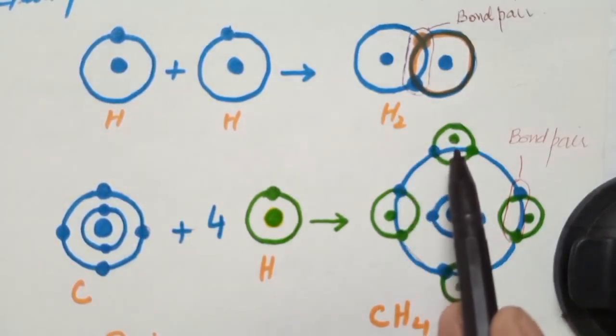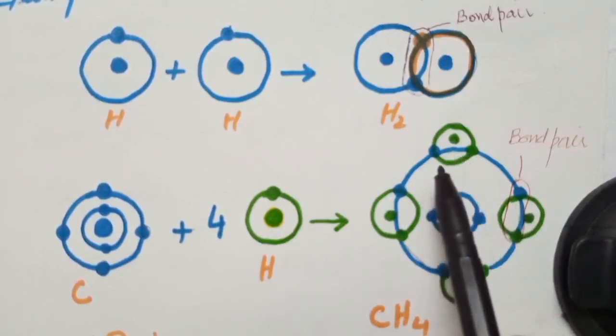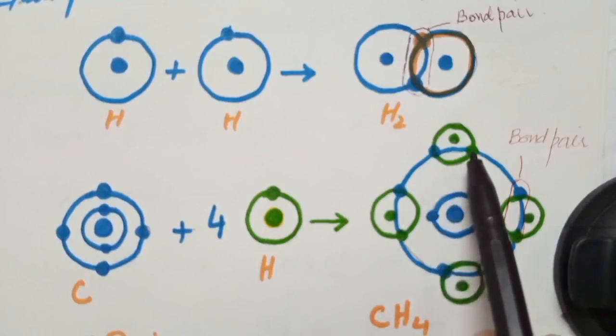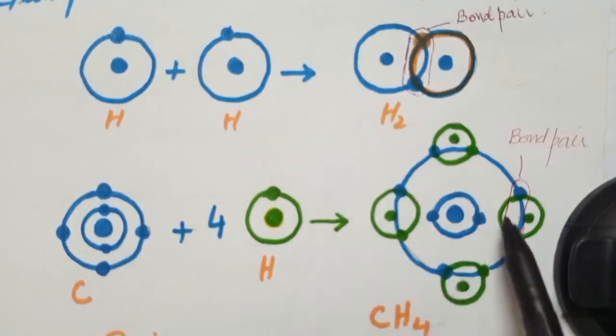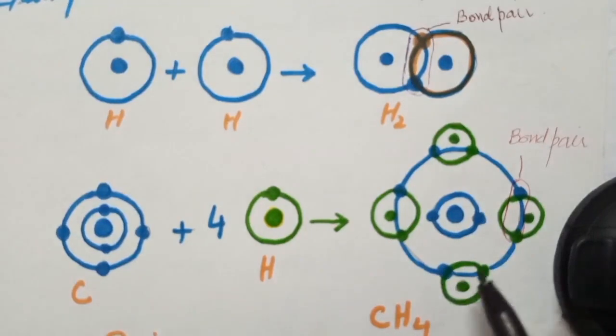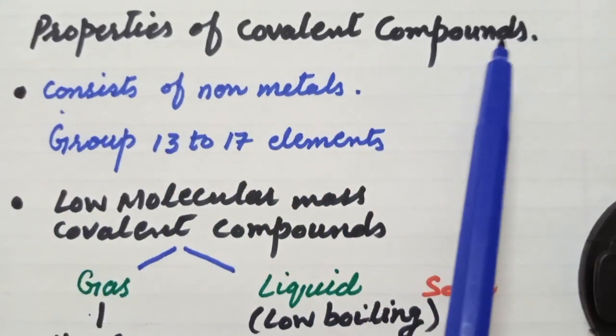You can see here these are the 4 hydrogen atoms, and these are covalently bonded with the carbon atom. Carbon atom now has 8 electrons in its outermost shell, and hydrogen has 2 electrons in its outermost shell. In this way both of these atoms become stable by attaining the electronic configuration of the noble gases. Now students, we will discuss the general properties of covalent compounds.